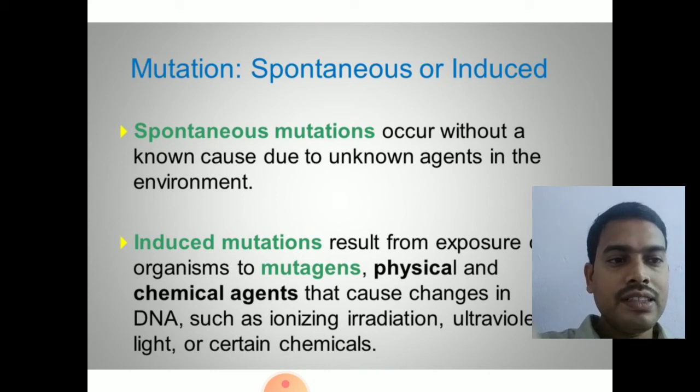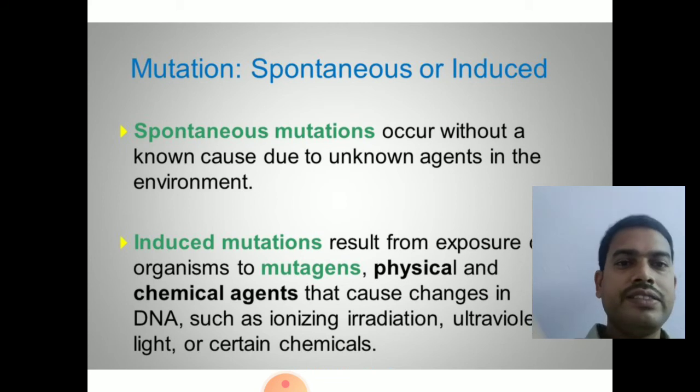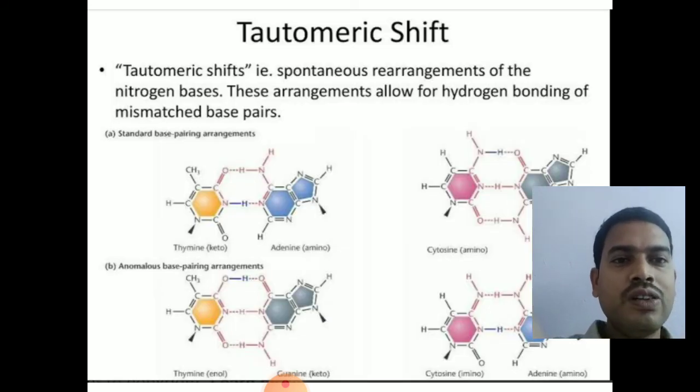Tautomeric shifts are possible due to variations in the pH of the surrounding DNA. In such conditions, spontaneous mutations will occur. Whereas in induced mutations, they may be physical agents or chemical agents. Physical agents are like ultraviolet radiations, ionizing radiations, etc. Chemical agents will be chemical compounds which will induce mutations. So spontaneous mutations, as I told, may occur due to tautomeric shifts.